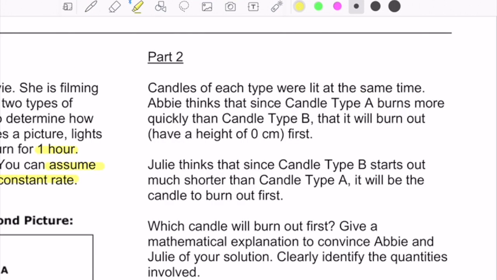On part 2, Abby claims that since candle A is burning more quickly, that it would burn out or have a height of 0 first.